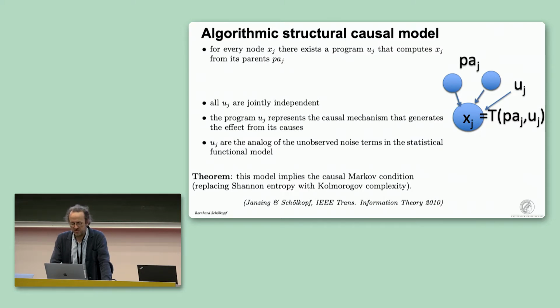And one can prove that this model implies a causal Markov condition, just like the statistical one. But we have to replace Shannon entropy with Kolmogorov complexity. And so we can get a whole theory of graphical models for this case also. And in principle, this one also applies for individual objects and not just statistical data. And so there's various things that are nice about this.